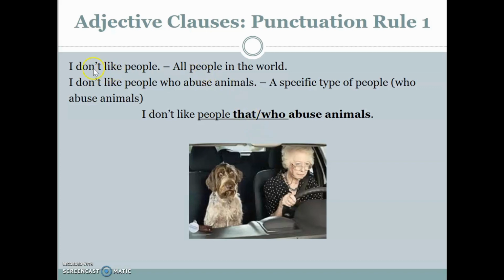Now, if you say, I don't like people, that means you don't like all people in the world, which is probably not true. So you probably mean a specific group of people, like in this sentence, I do not like people who abuse animals. So you do not like only those people who abuse animals. And here you have it. I don't like people that or who abuse animals. In this case, the preferable subordinator is that, because there's no comma here. You can also use who with no comma.